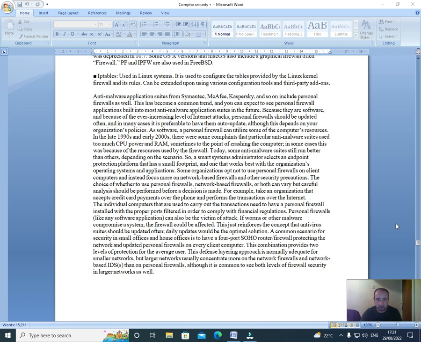Personal firewalls, like any software application, can also be the victim of attack if worms or other malware compromise the system. The firewall could be affected. This just reinforces the concept that antivirus suites should be updated often. Daily updates would be the optimal solution. A common scenario for security in small offices, home offices, is to have a 4-port SOHO router firewall protecting the network and updated personal firewalls on every client computer. This combination provides two levels of protection for the average user. This defense layering approach is normally adequate for smaller networks, but larger networks usually concentrate more on network firewalls and network-based IDSs than on personal firewalls, although it is common to see both levels of firewall security in larger networks as well.